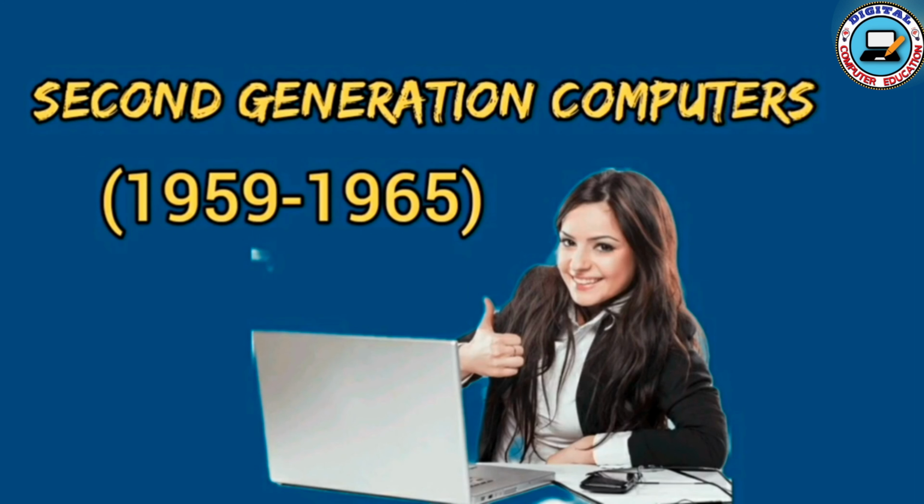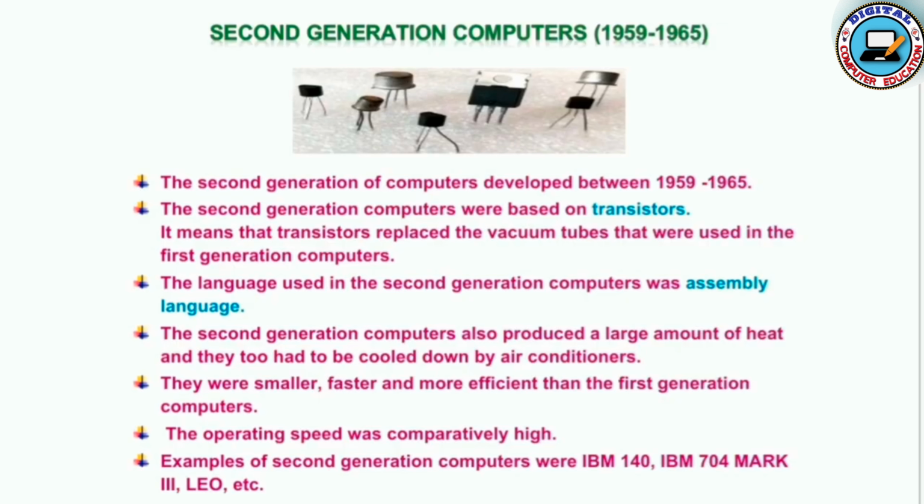Second generation computers. The second generation of computers developed between 1959 to 1965. The second generation computers were based on transistors. It means that the transistor replaced the vacuum tubes that were used in the first generation computers. The language used in the second generation computers was assembly language.